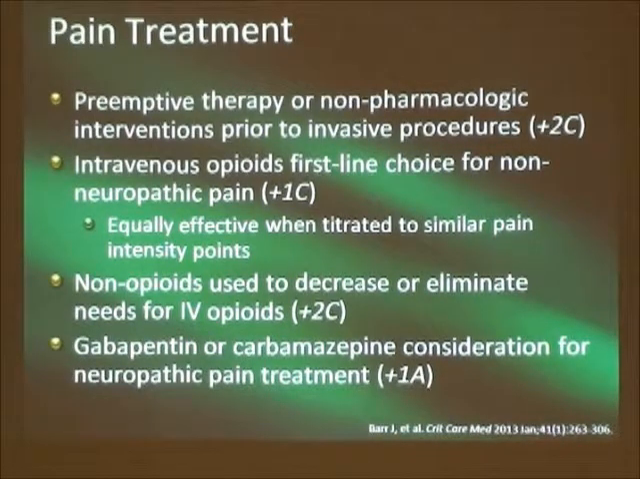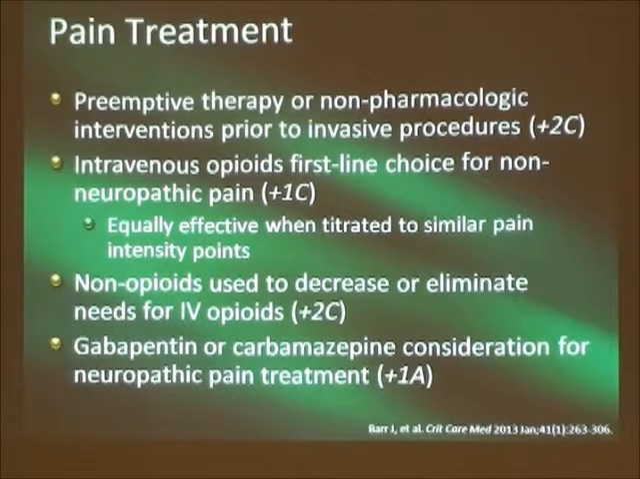Intravenous opioids are still the first line of choice for non-neuropathic pain. That's important. Non-neuropathic pain. This is different compared to what it used to be in the 2002 guidelines. They're all considered to be equally effective as long as you're titrating to similar pain intensity points. What does that mean? Well, keep in mind, morphine is not as potent as hydromorphone. It's 5 grades of difference. So 1 milligram of hydromorphone is equivalent to 5 milligrams of morphine. So don't expect to get the same result from 1 milligram of morphine as you would with 1 milligram of hydromorphone.